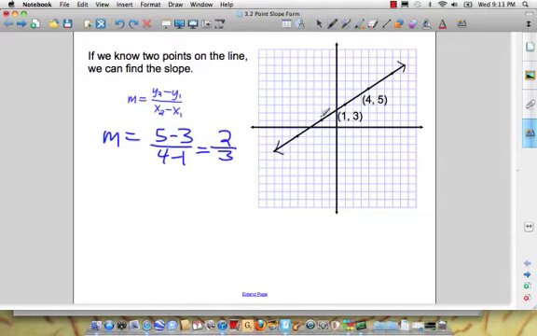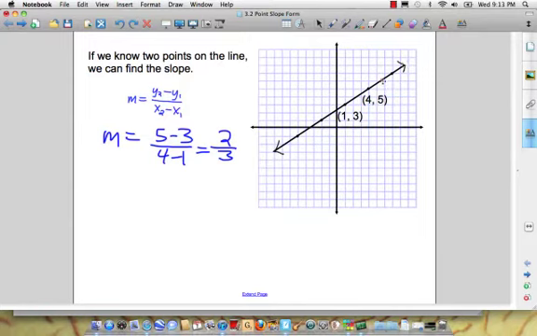So the slope is 2/3, which means you go up 2, 1, 2, and over 3, 1, 2, 3, which would be true for any 2 points on the line that I have indicated, up 2, over 3, and so on.